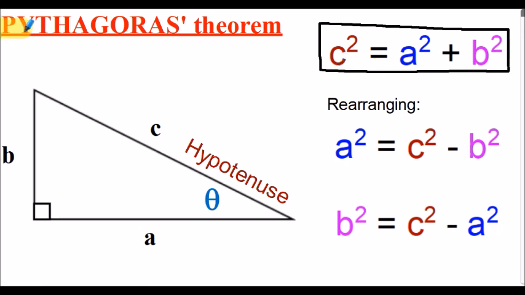Here's Pythagoras' theorem, again only applies to right-angled triangles. For the nomenclature shown in the sketch, Pythagoras' theorem states that the square of the hypotenuse, labelled as c in this case, is the sum of the squares of the other two sides. So in this case that's a squared added to b squared. And various rearrangements are shown here for reference.